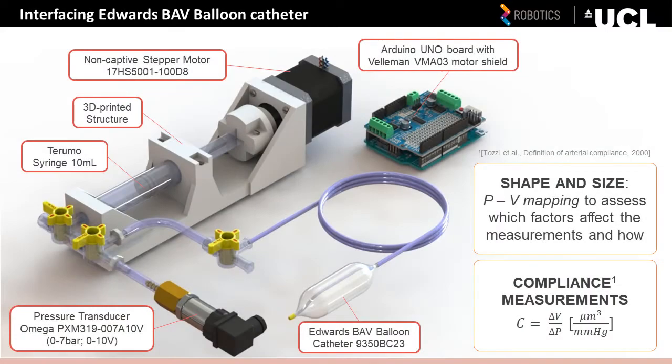a robotic system that you can see here, capable of controlling the balloon inflation and constantly acquiring intra-balloon pressure and volume data. The system is composed of a rapid prototyped syringe pump, a controller equipped with a motor shield, and an absolute pressure transducer. This robotized inflation device was interfaced with an Edwards non-compliant 23 mm balloon catheter.